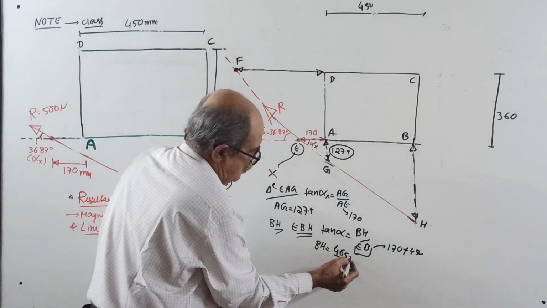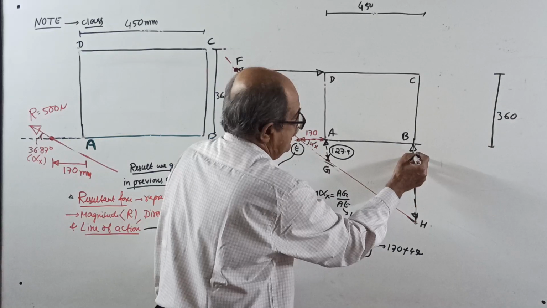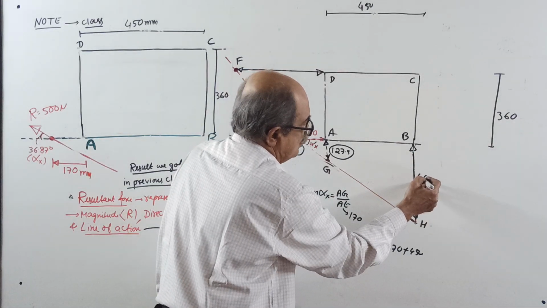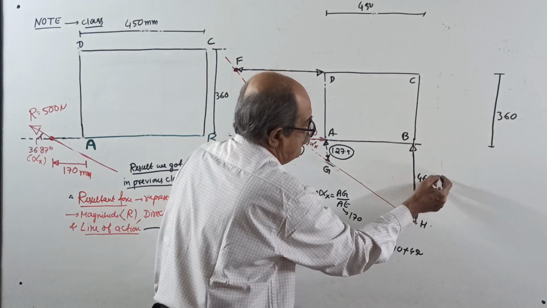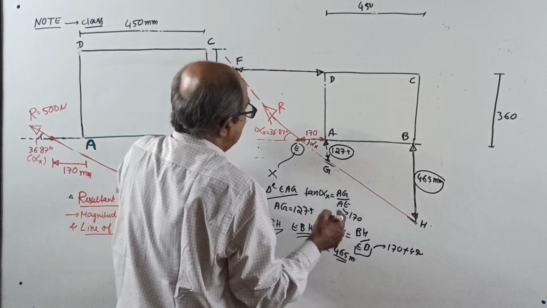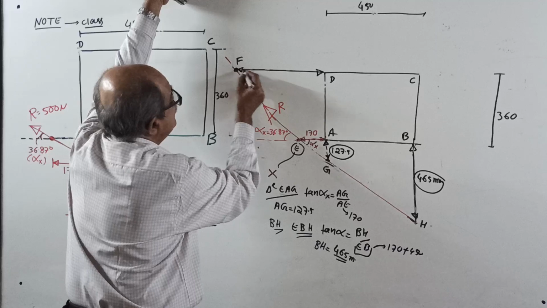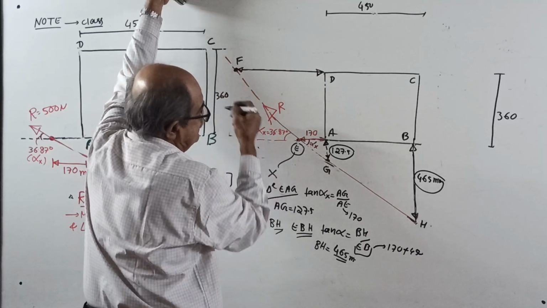465 millimeter. Okay, now I will go back and enter here. See, this I got 465 millimeter. Okay, I will round off the calculated value. Now lastly, I want this distance. How to get that distance?